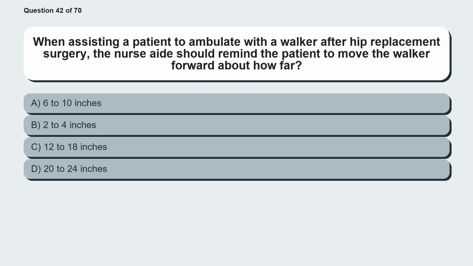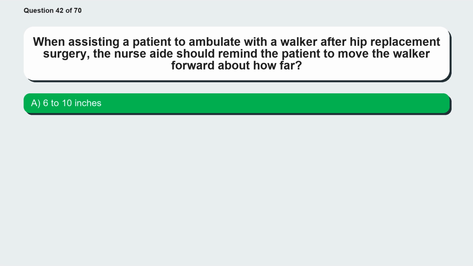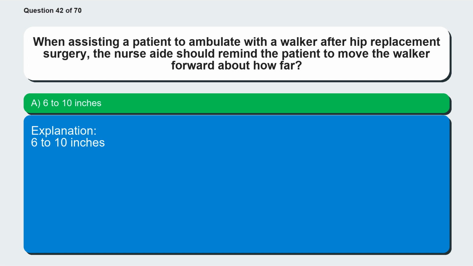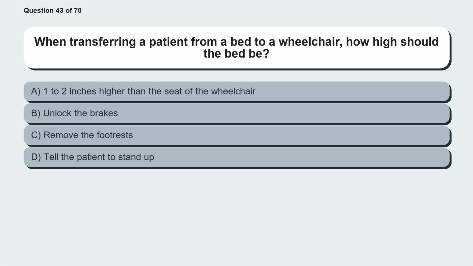Question 42. When assisting a patient to ambulate with a walker after hip replacement surgery, the nurse aide should remind the patient to move the walker forward about how far? Option A, 6 to 10 inches. Option B, 2 to 4 inches. Option C, 12 to 18 inches. Option D, 20 to 24 inches. The correct answer is option A, 6 to 10 inches.